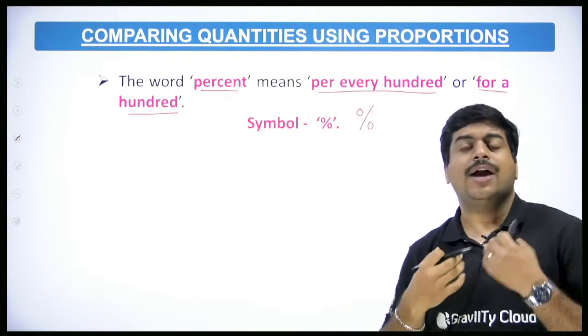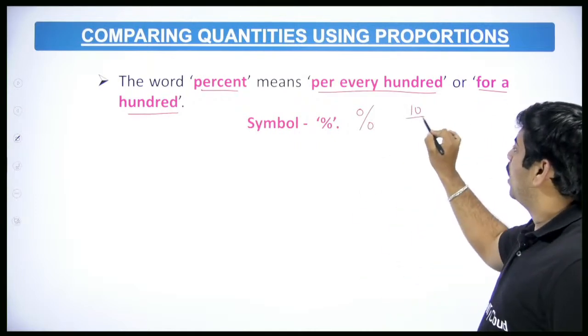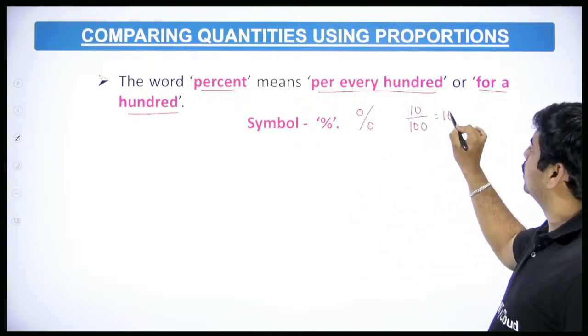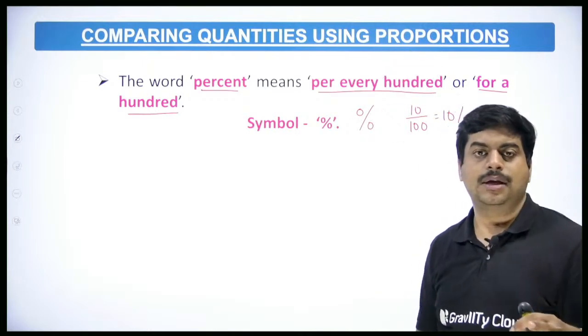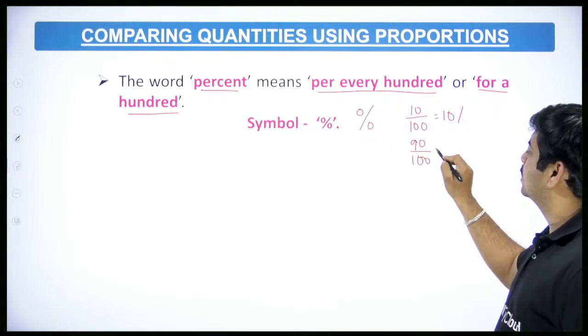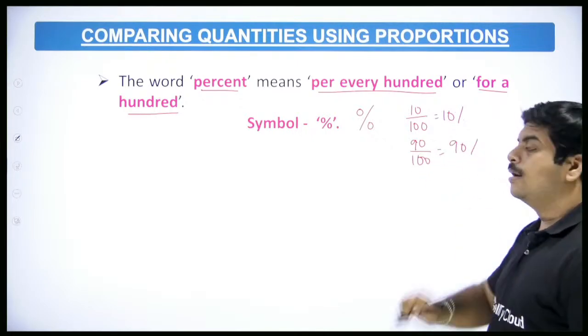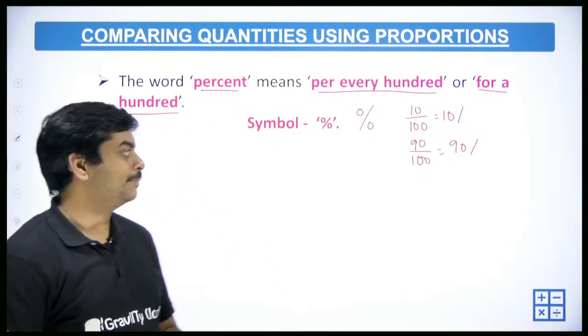For example, I say I got 10 marks out of 100, so that is equal to 10%. I said per every 100. For 100, I got 10 marks. Some person will come and say that I got 90 marks out of 100, so his percentage is 90%. You need to understand that, right?